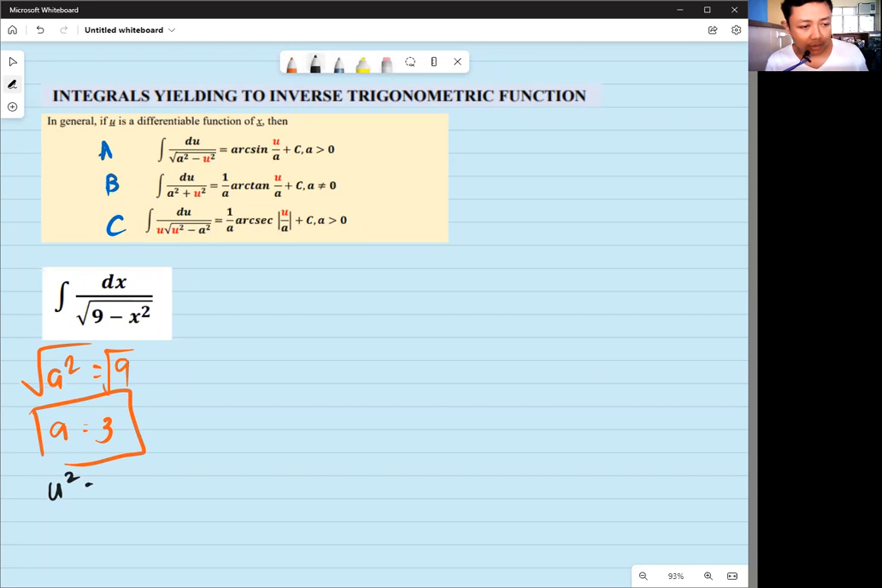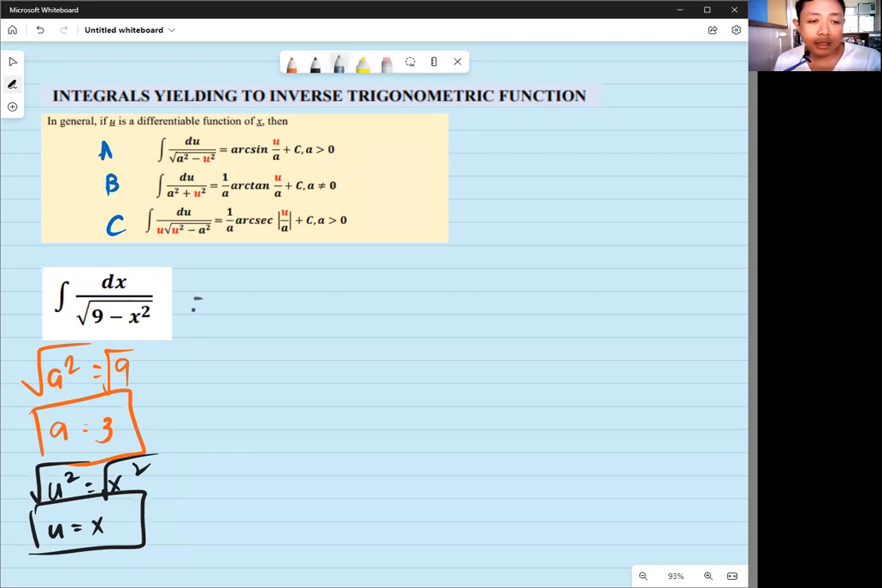So we have U squared is equal to, in our given, X squared. Remember, look at that. It should always be minus. If it's plus, that's different. So we get the square root. U will be equal to, what's the value of U? It's X. Very good. Now you're almost done.